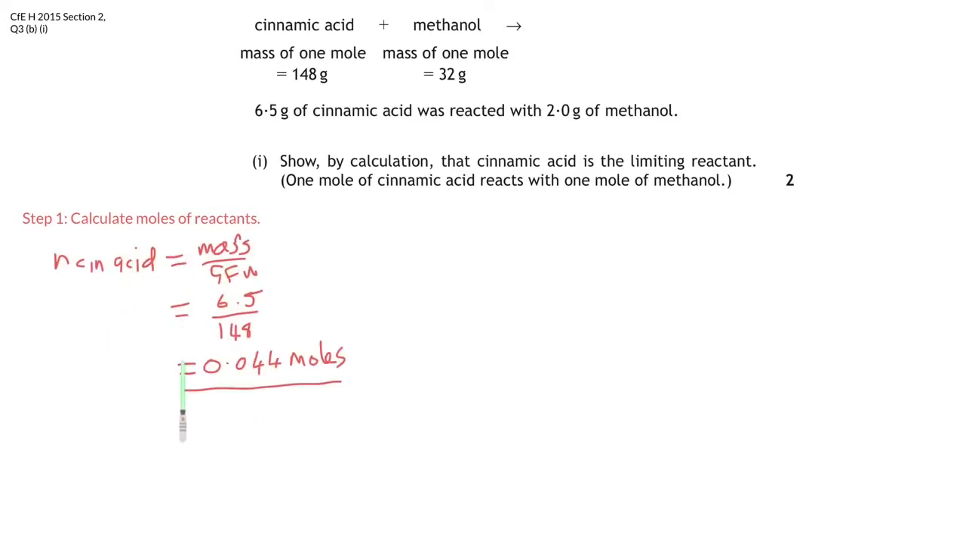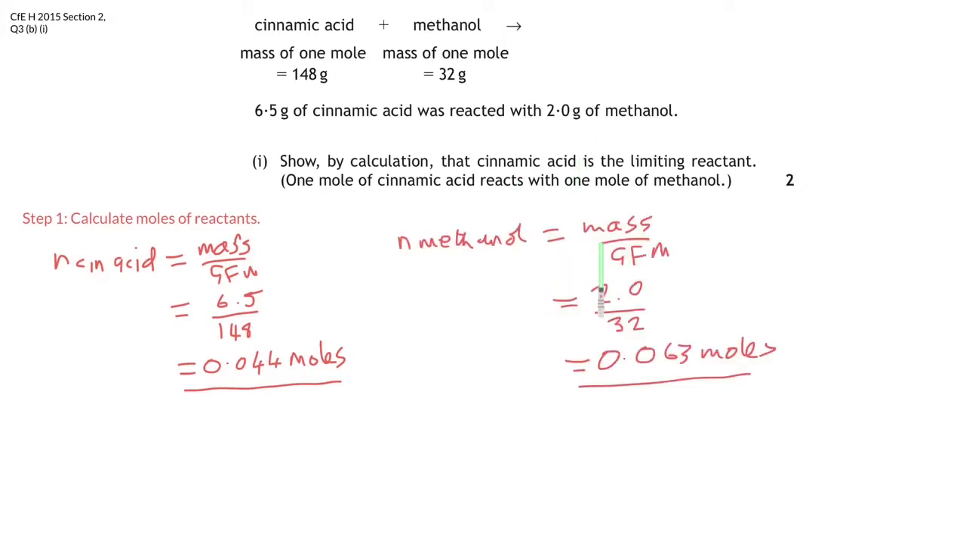So for the cinnamic acid, we've got 6.5 grams divided by the mass of 1 mole, the GFM 148, and that gives us 0.044 moles. Now I've rounded this to 2 sig figs because in the question the maximum number of sig figs there is 3, but we always round to the minimum number of sig figs we've got, and that was 2. So I've rounded to 2 sig figs.